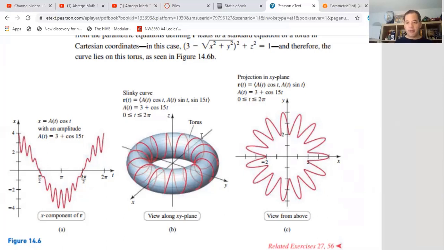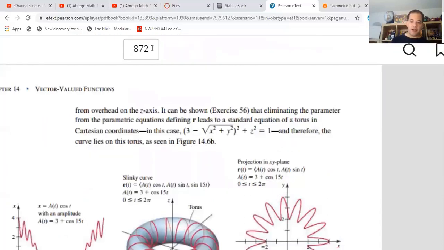and it's on the boundary of a donut. The correct mathematical term for a donut in math is a torus. This is what we call this shape, and the curve is on the surface of a torus. And this is the view from the top, right? The view from above. Good. So let's take a look at the last one.